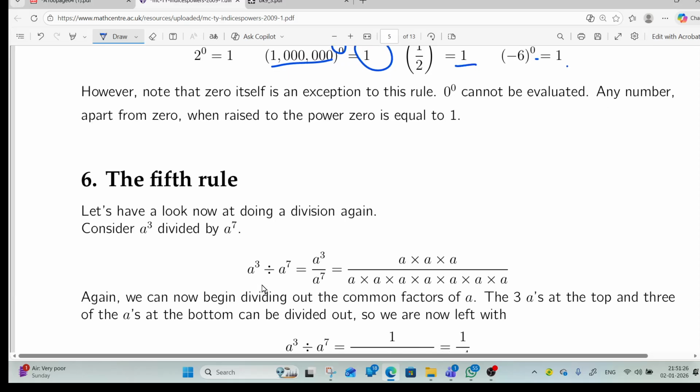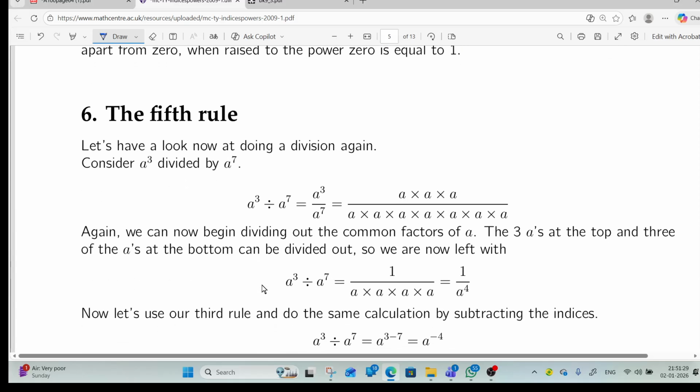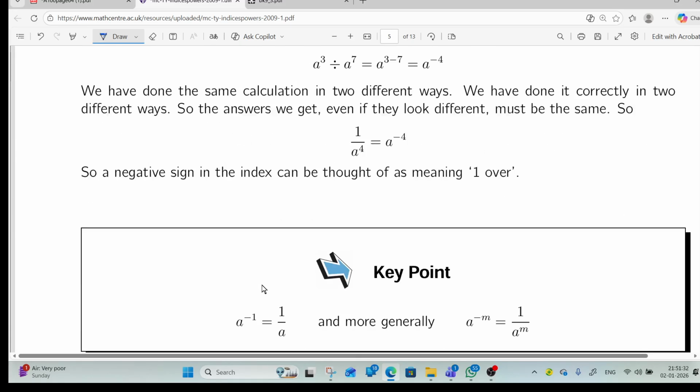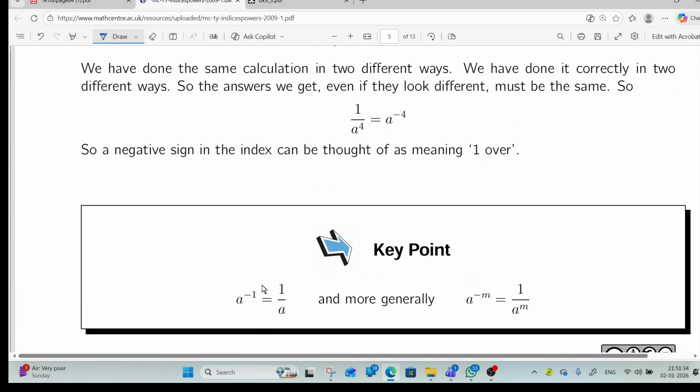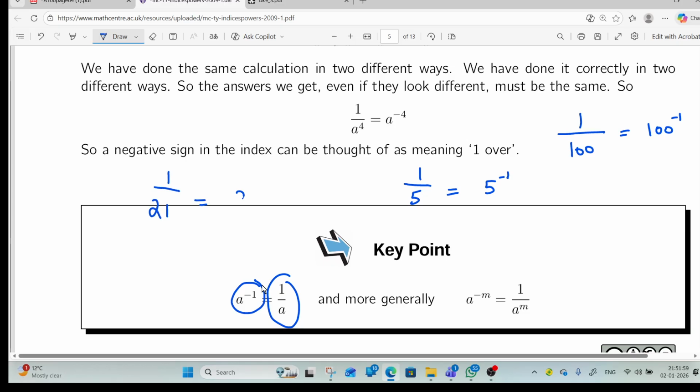The fifth rule is that if you have 1 over something, suppose you have 1 over 5, you can write it as 5 to the power negative 1. So 1 over a is a to the power negative 1. Suppose you have 1 over 100, you can write it as 100 to the power negative 1. 1 over 21 is 21 to the power negative 1. Or suppose 6 to the power negative 1 is 1 over 6.